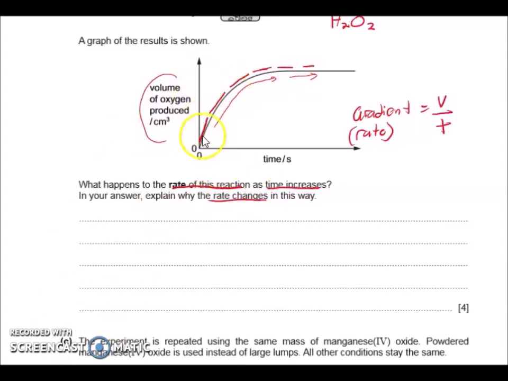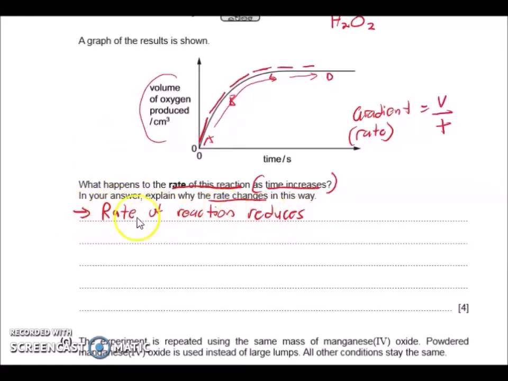So we have to explain from here A, B, and C, and D. So what happened here as the time increases? So now you could say, firstly the rate reduces. Okay, you can say rate of reaction reduces. Okay, so this is 1 mark for you.